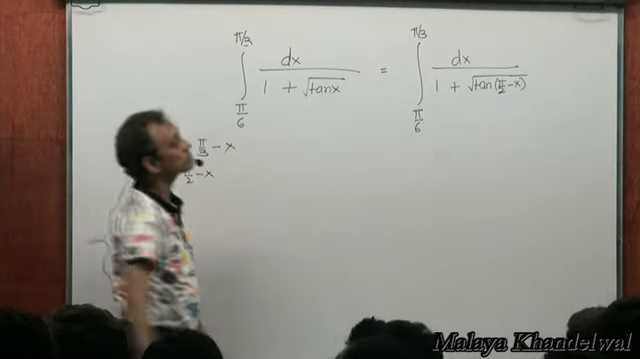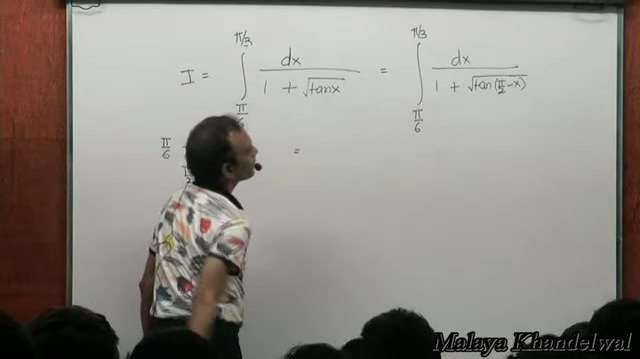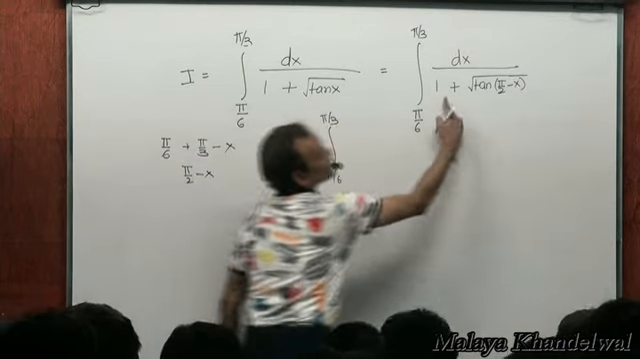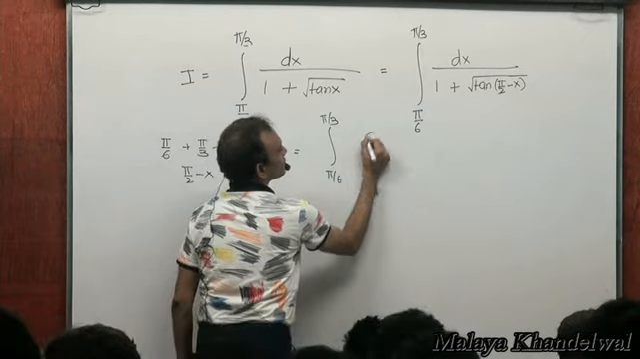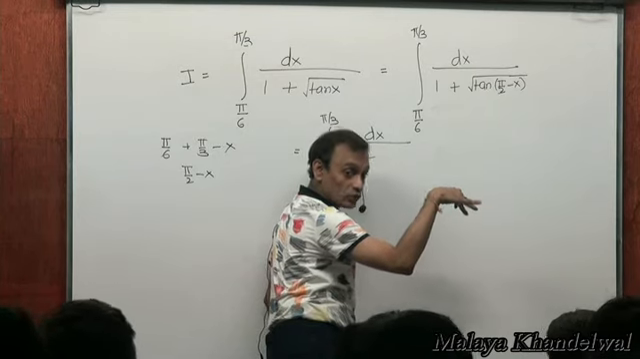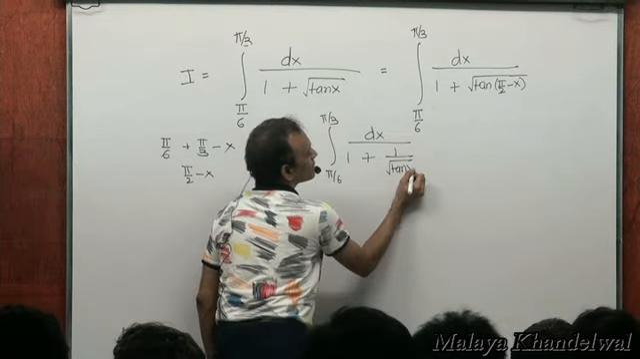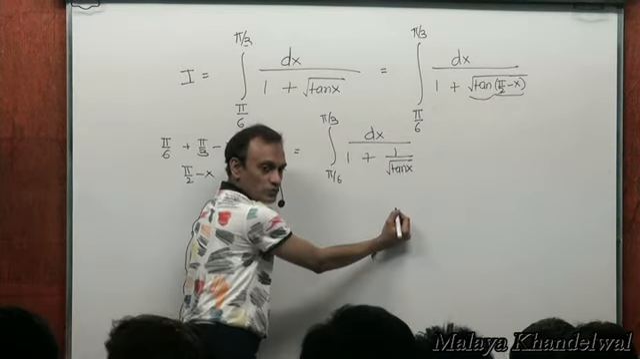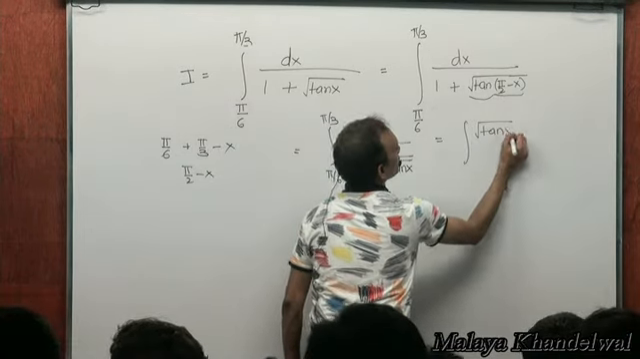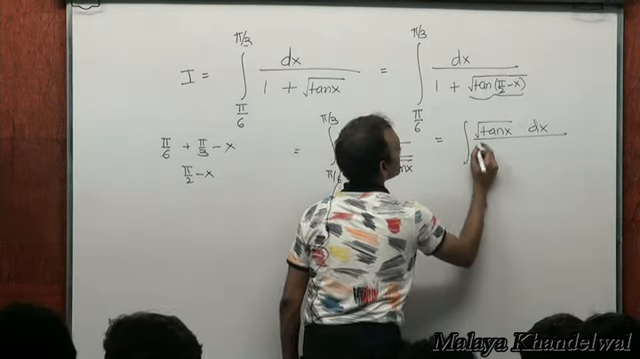Sounds good? Let me call this I. Pi by 6 to pi by 3, 1 plus root cot x. Root cot x is like 1 by root tan x. That's what I did here. This will then be root tan x dx by 1 plus root tan x.